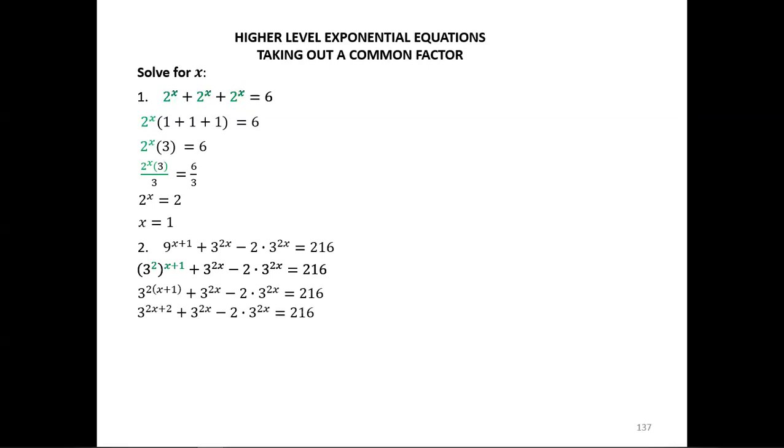All right. And now you'll realize that it's taking a shape where we have 2 to the exponent of 2x, but now it has plus 2. And then we've got plus 3 to the exponent of 2x. And then we've got minus 2 times 3 to the exponent of 2x. We've got three terms here. We need to take out a common factor.